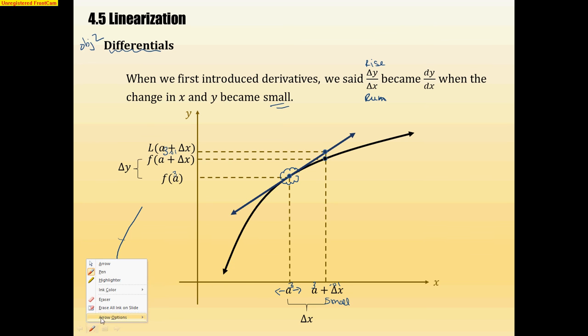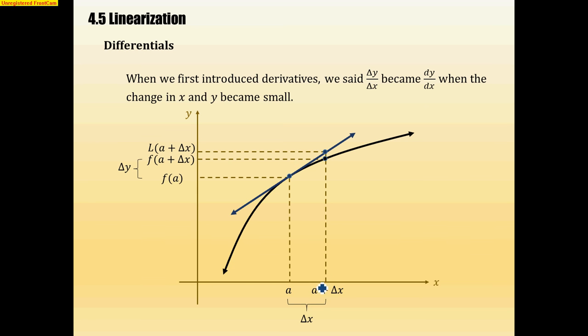Now I want you to look at what I've done. I've used the same 3.01, but instead of going just to the function value, I went to the linearization value. This is the linearization at 3 plus a little bit. This right here is my error. The difference between the linearization and the function value is a vertical error.